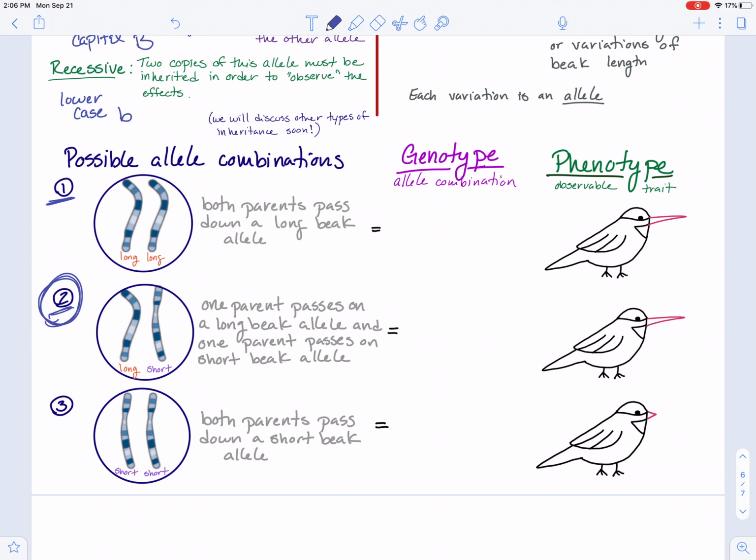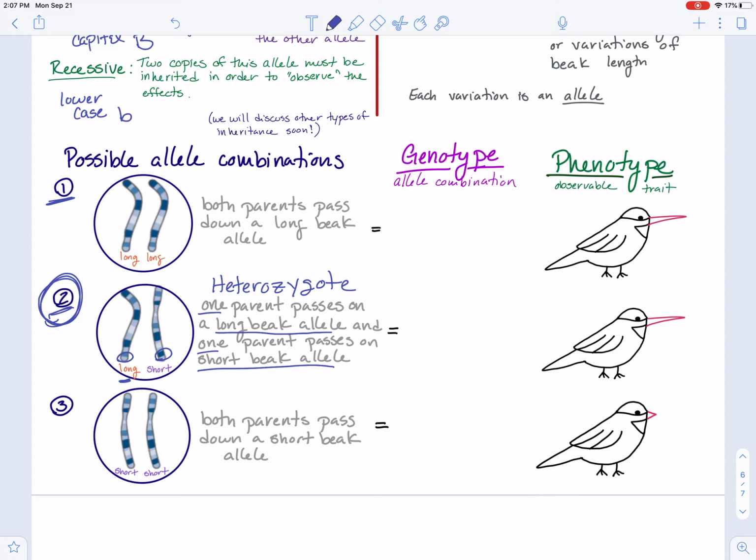And finch number 2 is really important. So in this particular example, the finch has inherited one long version of the gene and one short version of the gene. So when you inherit one of each, this is known as a heterozygous or heterozygote. So that means that you've inherited one of each allele. So in this case, one long beak allele and one short beak allele. So you have gotten one of each.